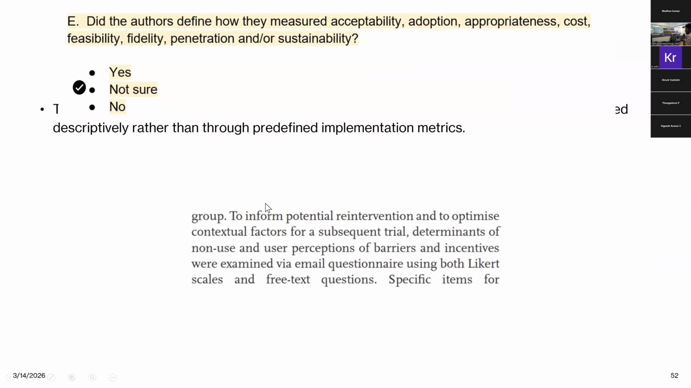So did the authors define how they have measured each of these implementation framework outcomes? For this, I have given a not sure, because for certain variables they have described how they measured the outcome, and for certain variables we do not have the details as to how they have measured the implementation outcome. For certain variables like feasibility, they have used standardized questionnaires which were sent by email to the participating doctors in the hospitals, and they were asked to respond to the emails, and questions were assessed using Likert scales and free text questions.